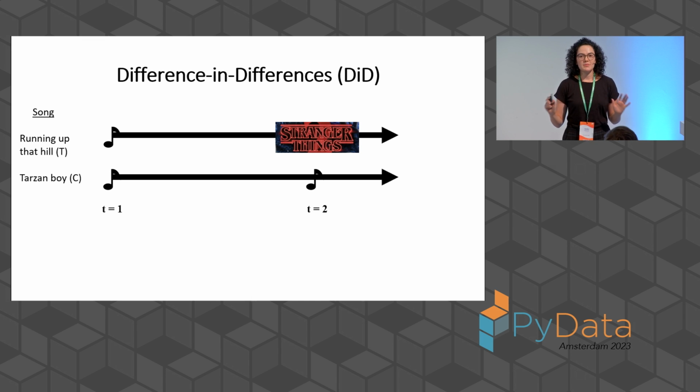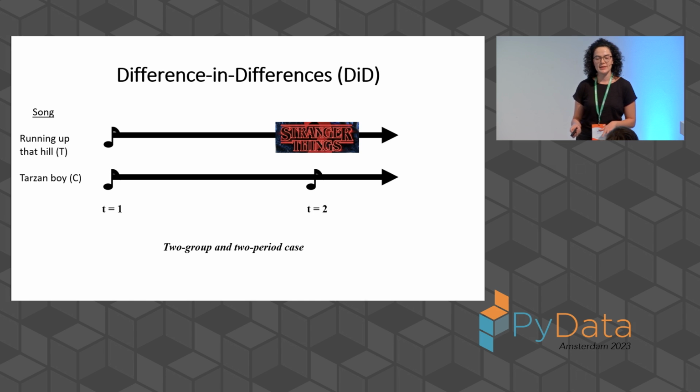So I put a very simple example. This is the 2-group and 2-period case. So I have 2 groups here, represented by these 2 songs. Running Up That Hill is the treatment, as you can see, the T sign over there. And Tarzan Boy is another song, and this is not synced, and it is a control. As you can see, Running Up That Hill is synced in the second period for Stranger Things. Meanwhile, Tarzan Boy is never synced. So that will be my control.